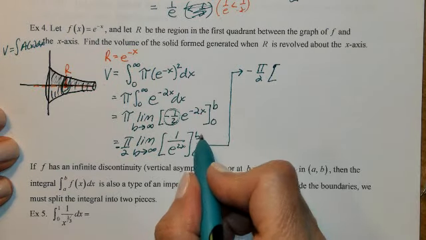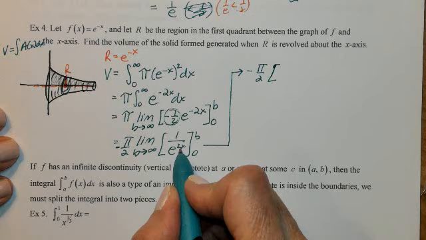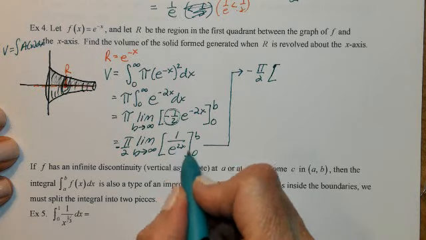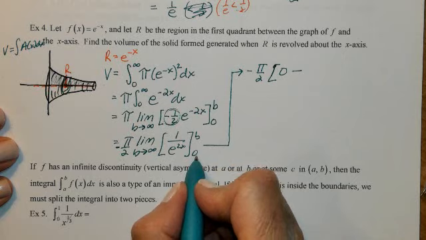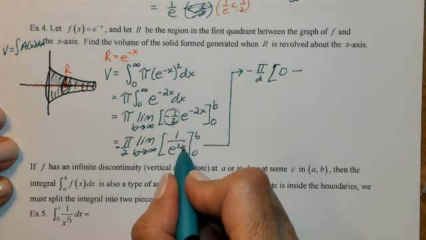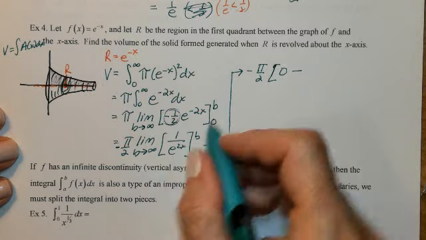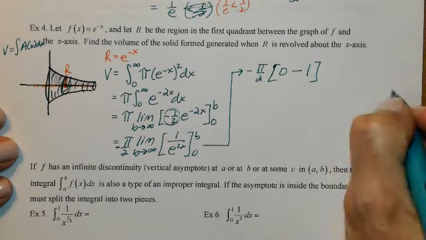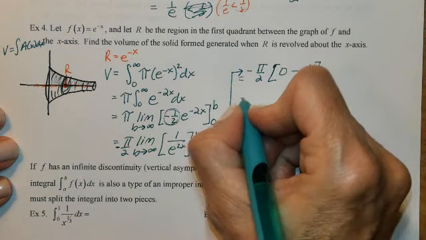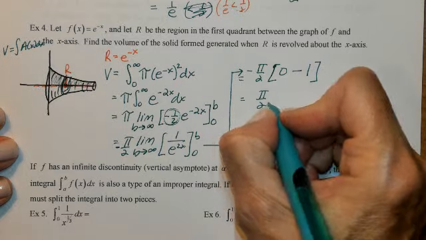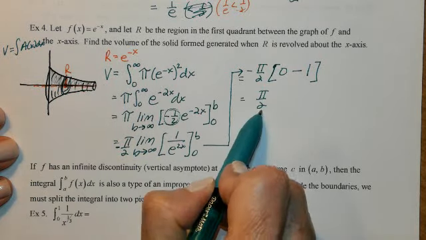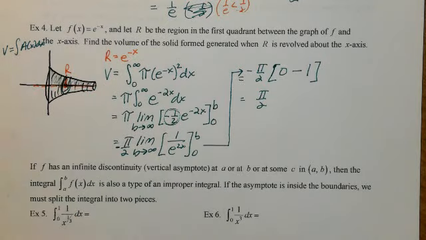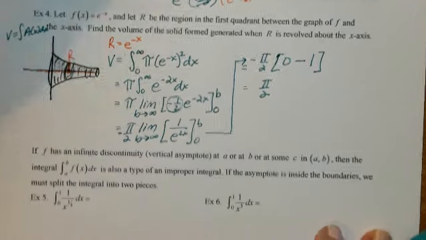times, okay, put b in for x and let b go to infinity. This will be 1 over infinity, so this whole thing is 0, minus, now put 0 in for x, and we get 1 over e to the 0. E to the 0 is 1, right? So this whole thing is pi over 2. So this volume is pi over 2. All right. Next up.